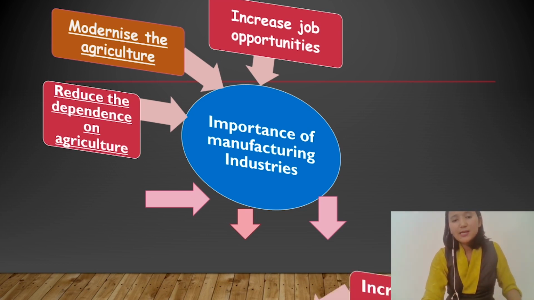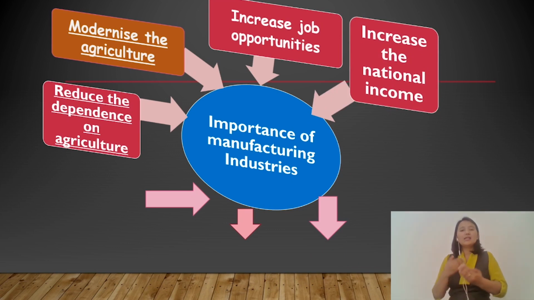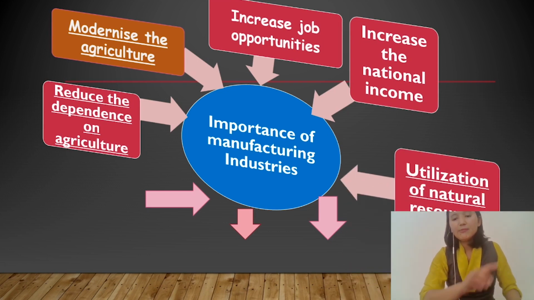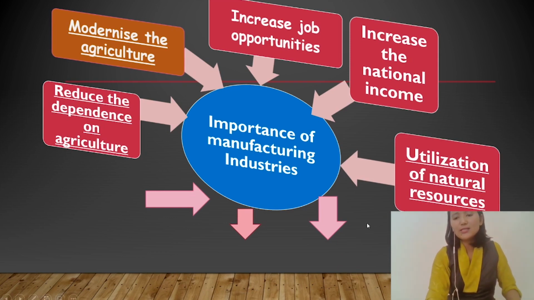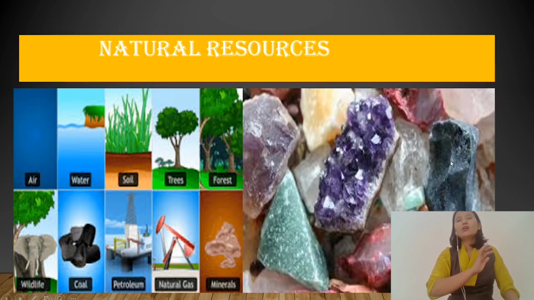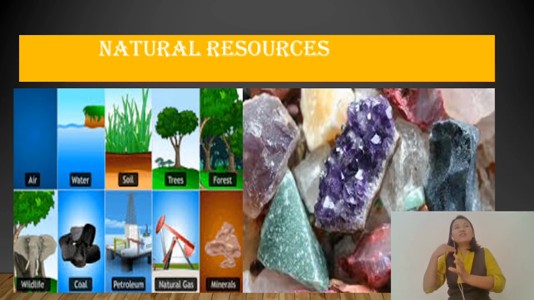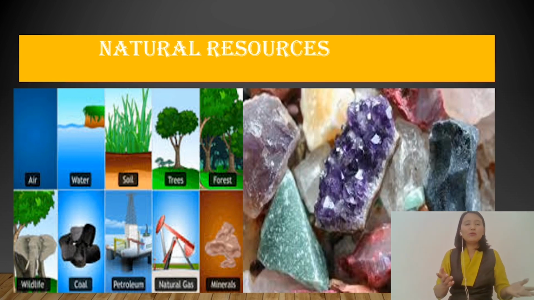Since people started getting jobs and earning income, it has also increased the national income. National income means the total income of the population of the country. And coming to the next one, that is natural resources. Natural resources means those things which are available in nature or gifted by nature and not created by human beings.